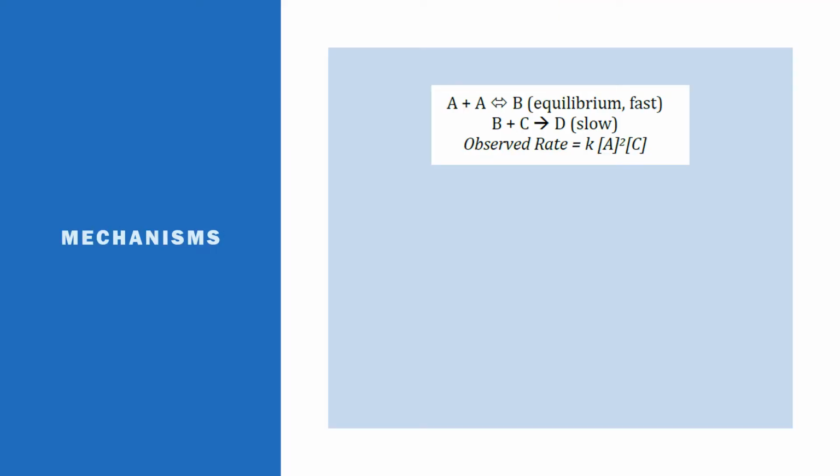So steady state approximation is really just what we call it when we're doing rate laws based off of reaction mechanisms, where the first step is not the slow step. The slow step could be the second or third or fourth or whatever. And now for this first step, it says equilibrium fast.